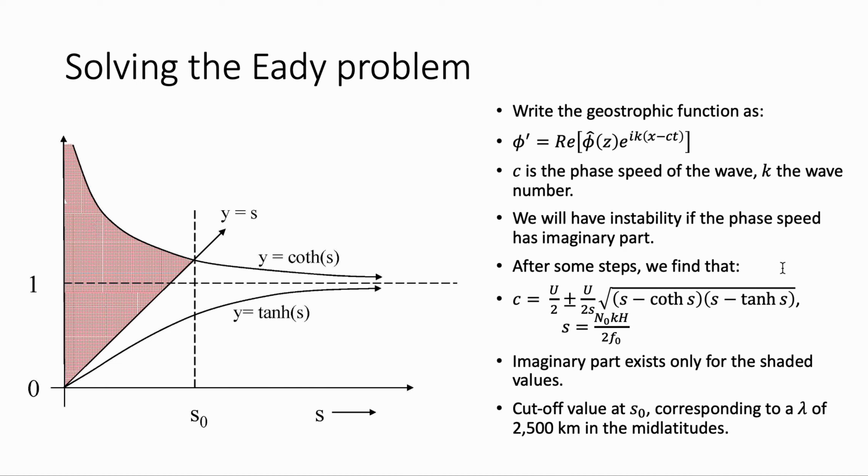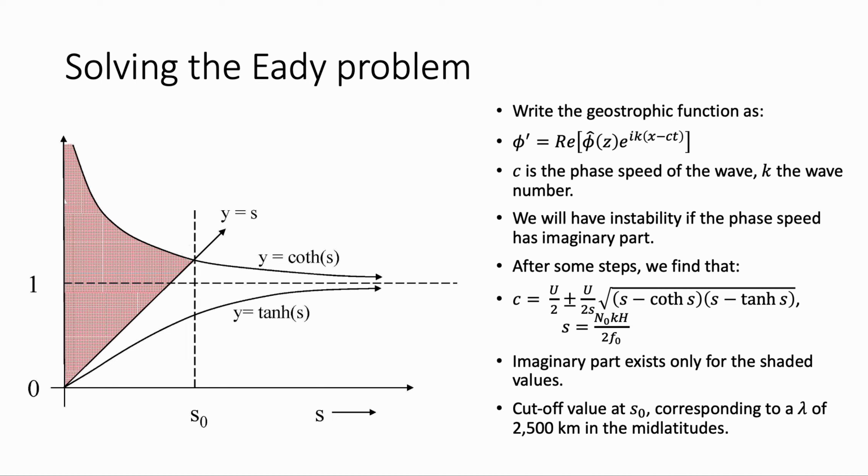This cannot be shown by analytical methods, but with a little bit of graphical methods, you can show that there is a region in the phase space over here where this square root is positive, and C is a perfectly reasonable phase speed of the wave for which this phi prime grows. Okay, so in this region, C has an imaginary part, and this leads to the exponential growth of the wave.